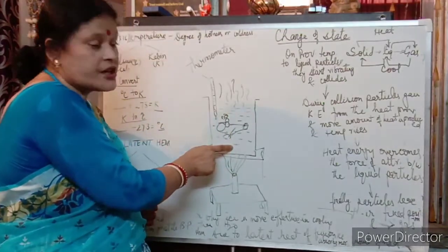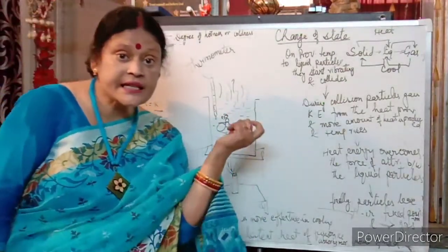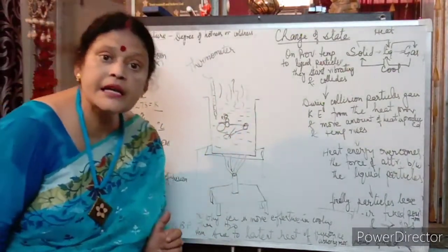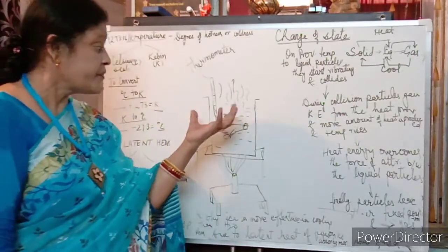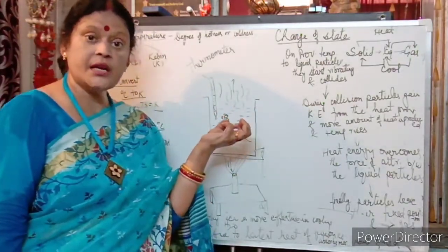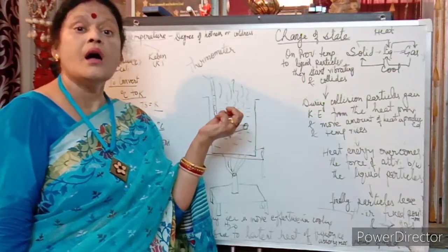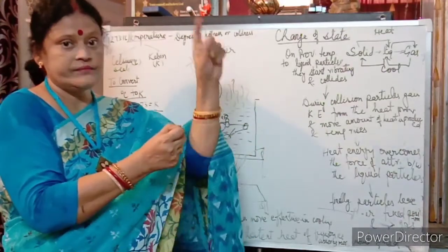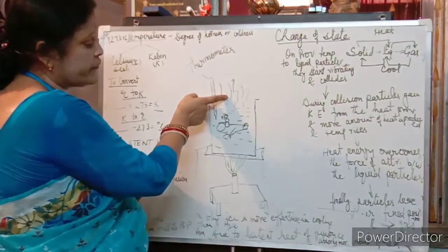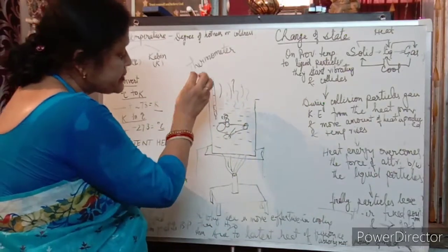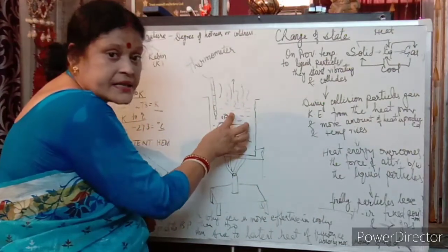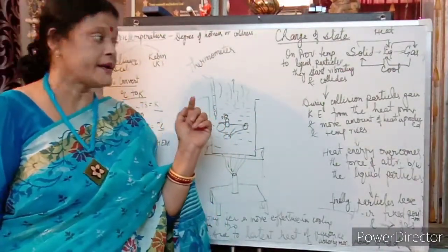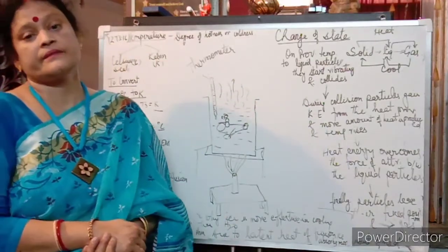This heat energy, what does it do? This heat energy will overcome what? The force of attraction between the liquid particles. Overcome means the liquid particles are attracted to each other. This kinetic energy will allow those particles to overcome this force of attraction. Finally, what happens? These particles will leave their fixed position and get converted into gas.